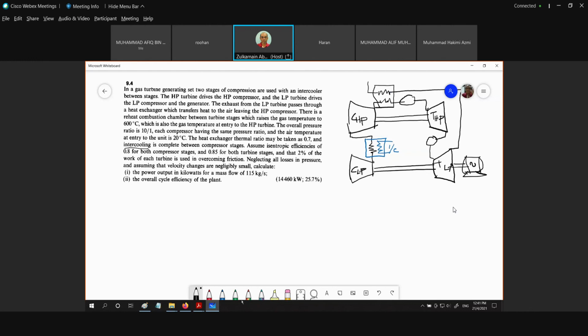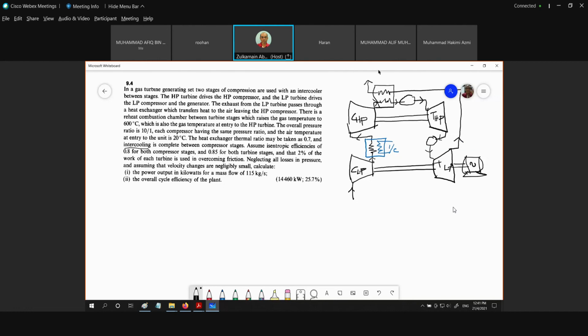Okay? Right. Of course, this is our inlet, outlet, inlet, outlet, inlet, outlet, inlet, outlet, inlet to the generator. This is our exhaust gas ejected from the plant.